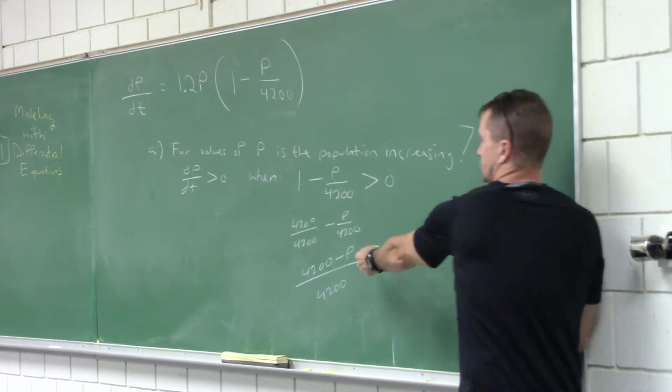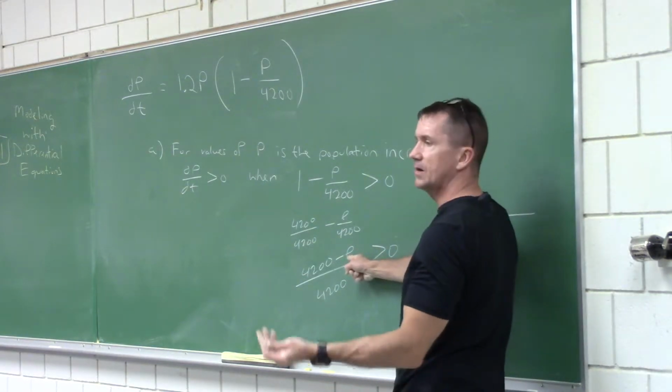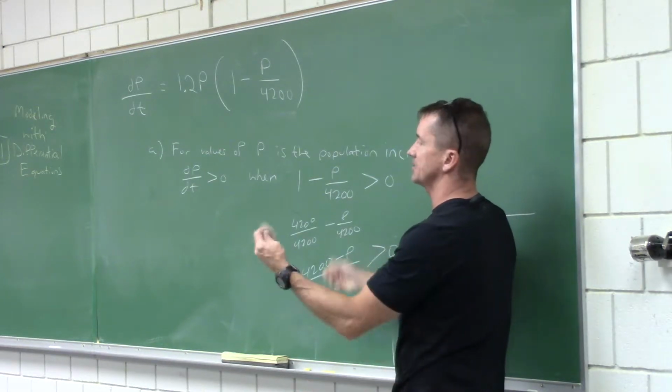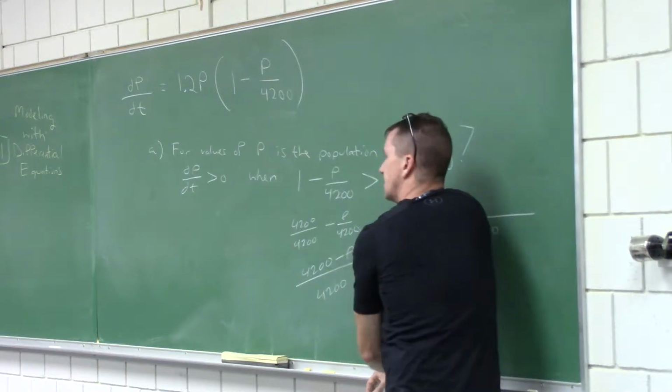We're just going to see if this is true when this is true. So what's a number lower than 4,200? You want to use 0? Or how about just like 1? 4,200 minus 1 over 4,200. Is that greater than 0? Yes. What do y'all think?